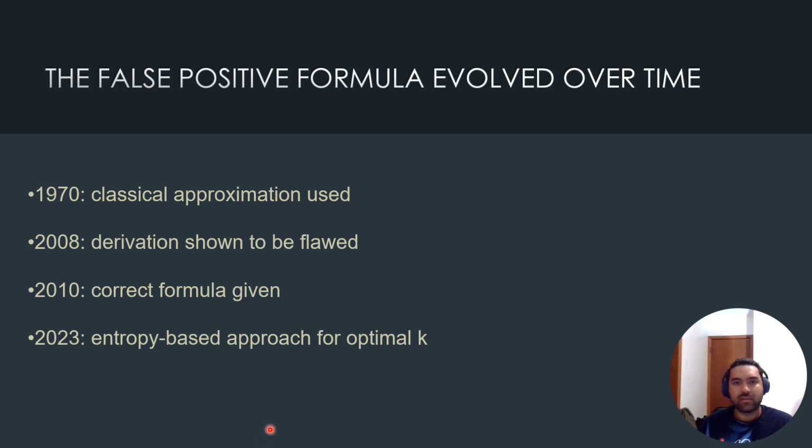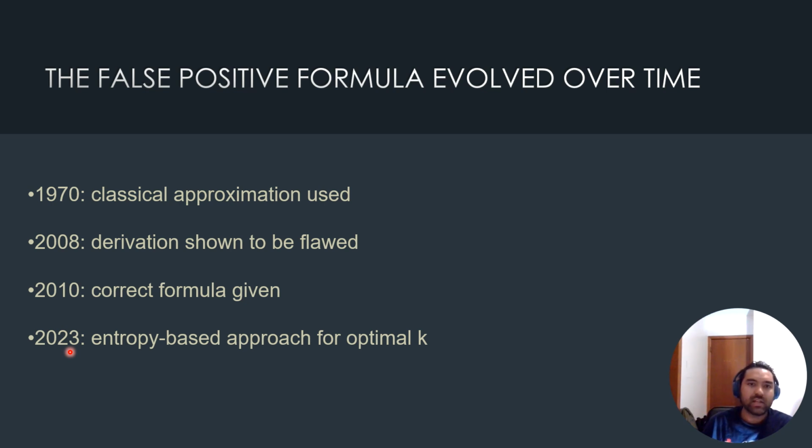One of the most important theoretical questions about Bloom filters is their false positive rate. For many years, a classical approximation was used for the false positive rate. However, in 2008, Bose and his co-authors showed that the standard derivation was flawed. The issue was that it assumed independence in a situation where the assumption does not actually hold. In 2010, Christensen and his co-authors corrected that analysis and gave a correct formula.